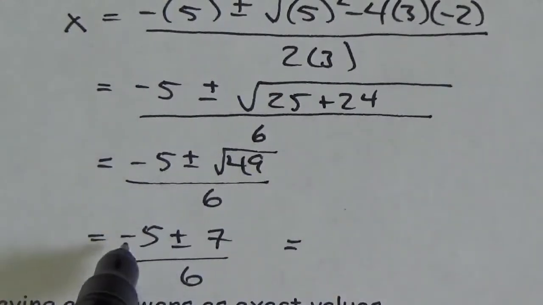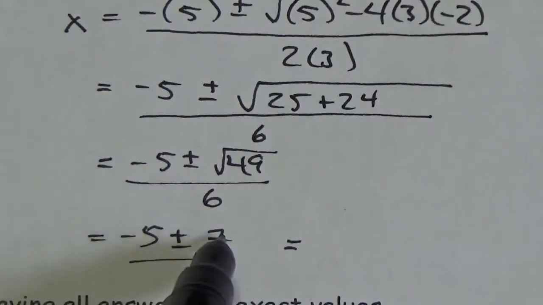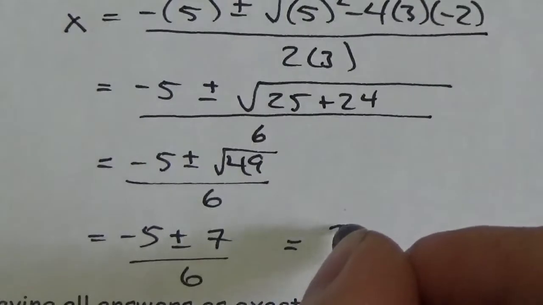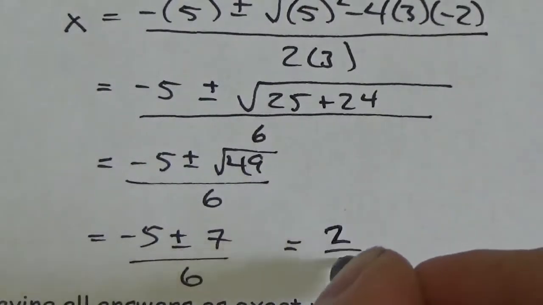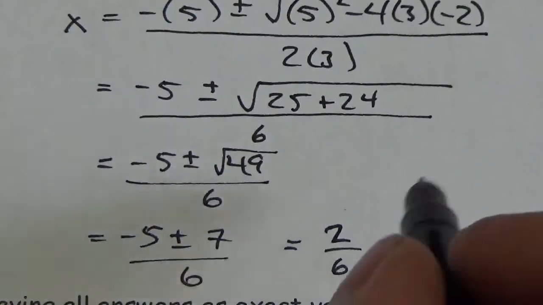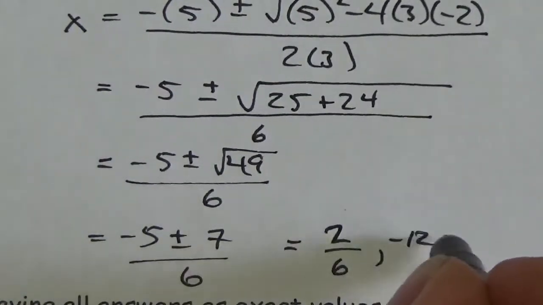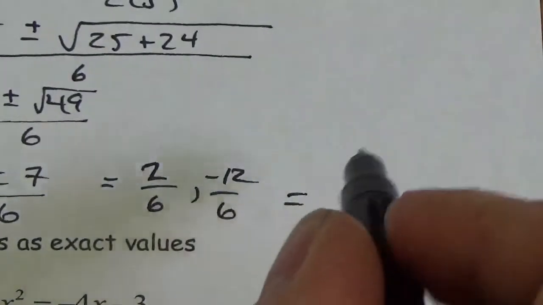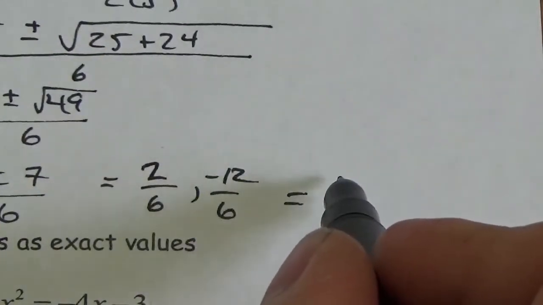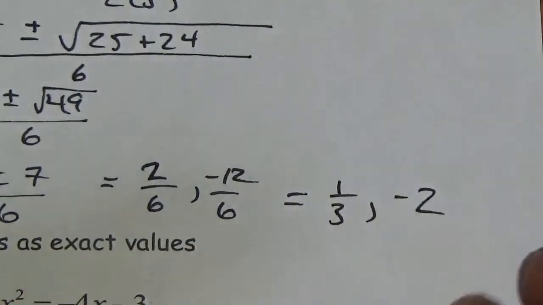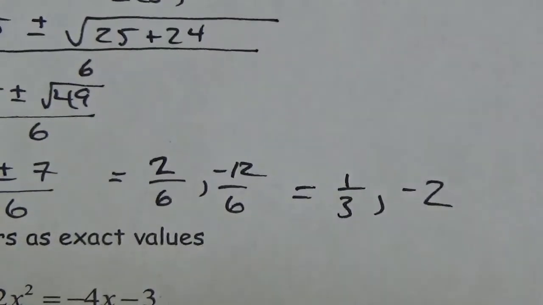So let's do the positive first. -5 plus 7 is going to be positive 2, over 6. -5 minus 7 is going to give us -12 over 6. And now I can simplify both of those. 2 over 6 becomes 1 over 3, and -12 over 6 is -2. And notice that those are the exact same roots that I get when I did factoring.